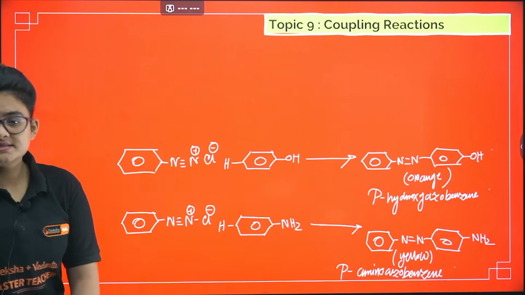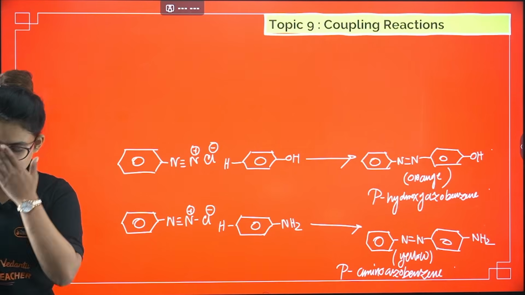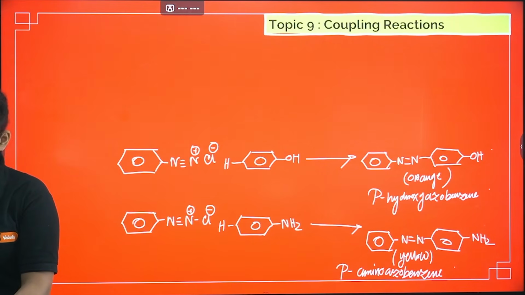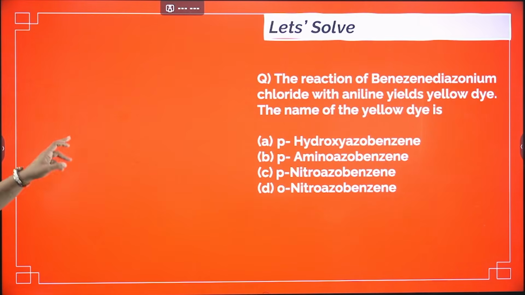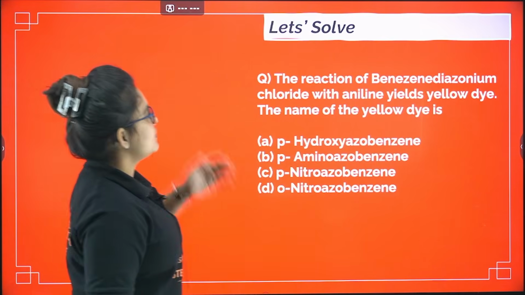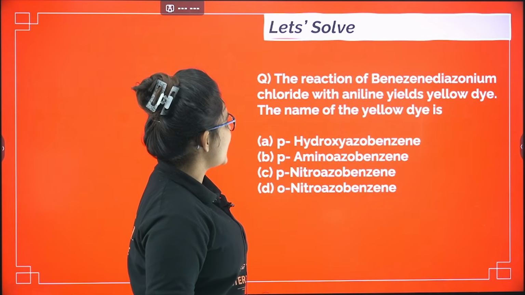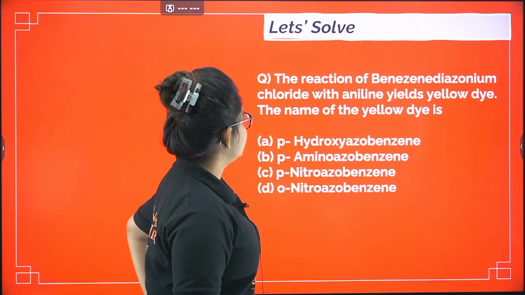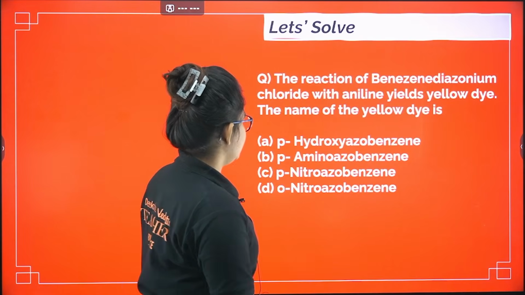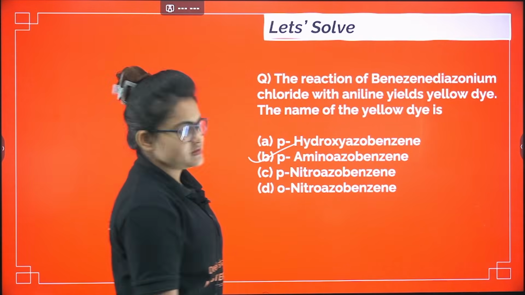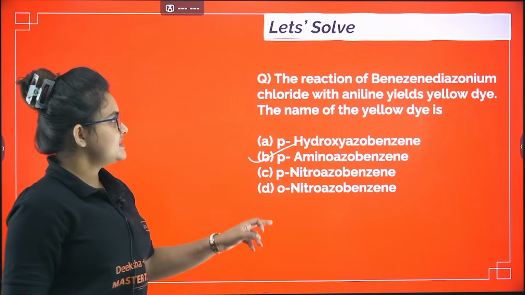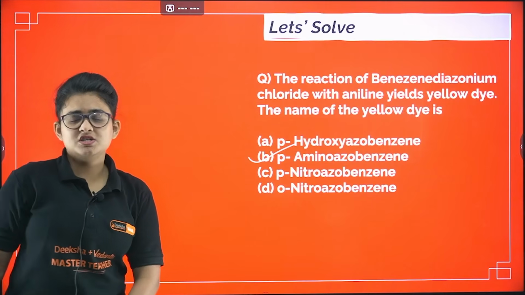I guess this is clear. These two coupling reactions are the only important ones. Let's proceed. One question: the reaction of benzene diazonium chloride with aniline yields a yellow colored dye. So definitely, just now we did para-amino azobenzene. That's all about the amine chapter.